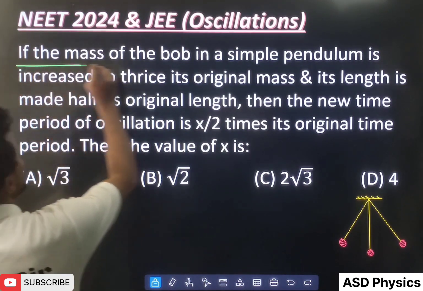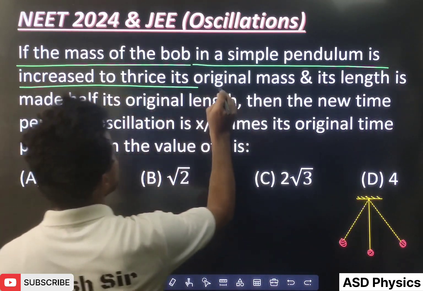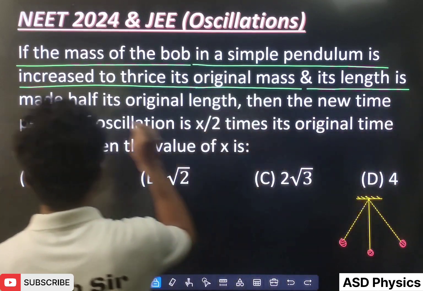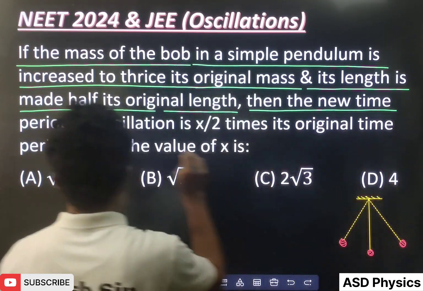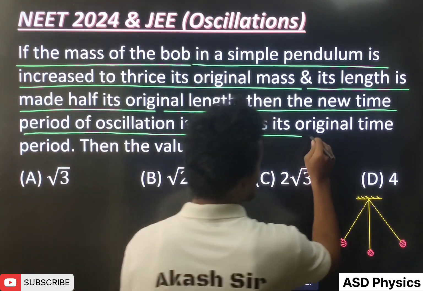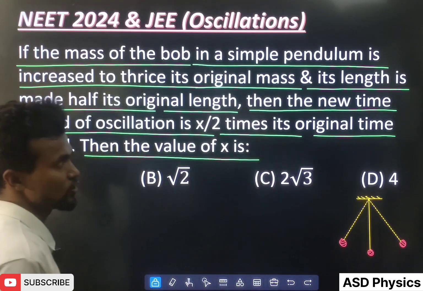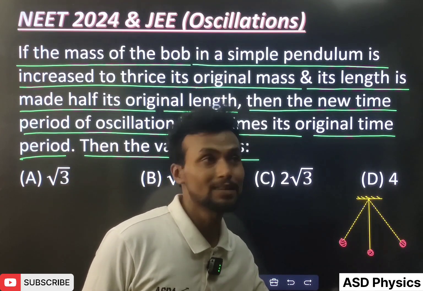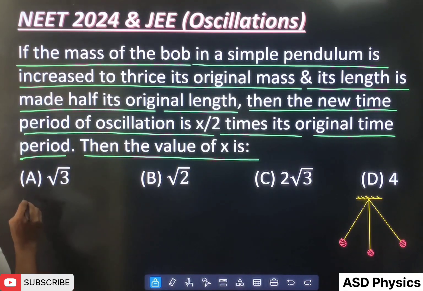See here, if the mass of the bob in a simple pendulum is increased to thrice its original mass and its length is made half of its original length, then the new time period of oscillation is x by 2 times its original time period. The value of x is how much here? This question belongs to a simple pendulum. You can even identify by seeing the diagram which kind of question we are solving. So let's go through it.